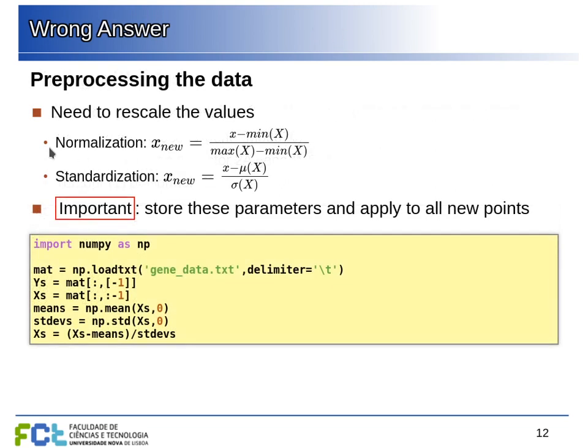So two different ways of rescaling can be normalization. Normalization squeezes everything to a range between 0 and 1. And the way we do this is we obtain a new vector by subtracting the minimum of all the values. From each of the values, we subtract the minimum, and we divide by the difference between the maximum and the minimum. So this brings everything to a range between 0 and 1.